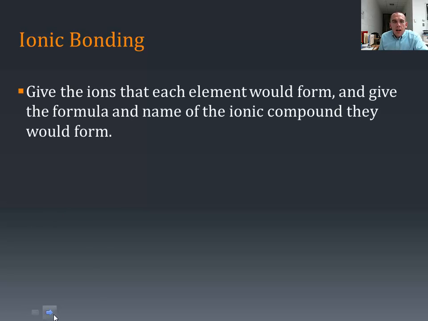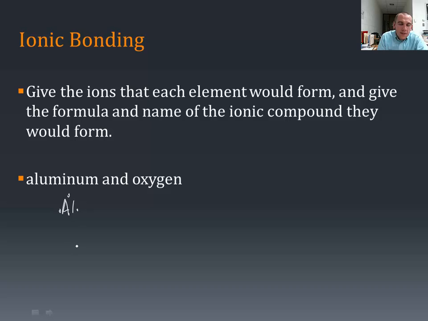Okay. Give the ions that each element would form and give the formula and name of the ionic compound they would form. So, aluminum and oxygen. This one is a little bit tricky sometimes. I'm going to grab my periodic table and I'm going to look. Aluminum has 1, 2, 3 valence electrons. Oxygen has 1, 2, 3, 4, 5, 6. It's in group 6A. This one's in group 3A.